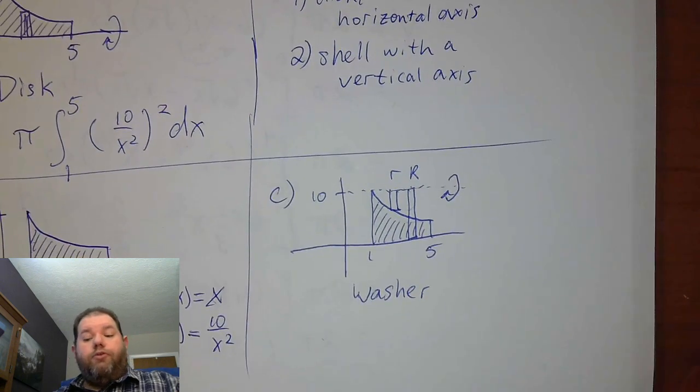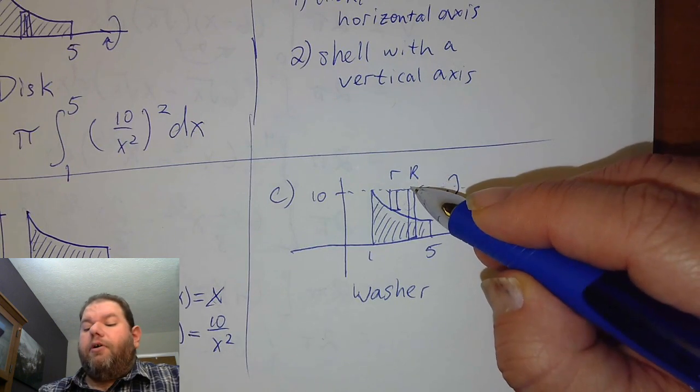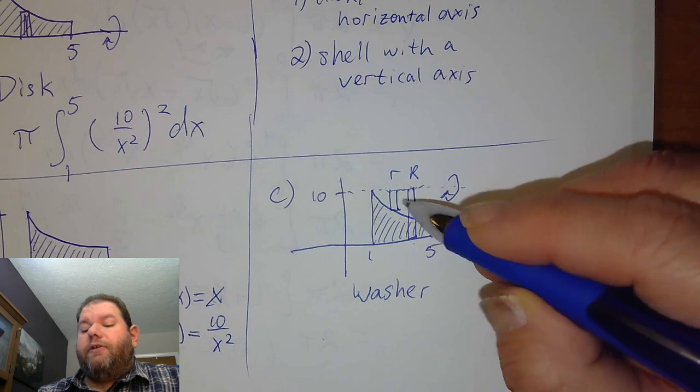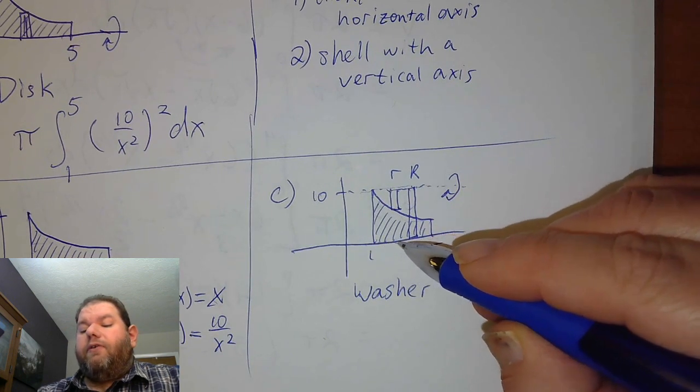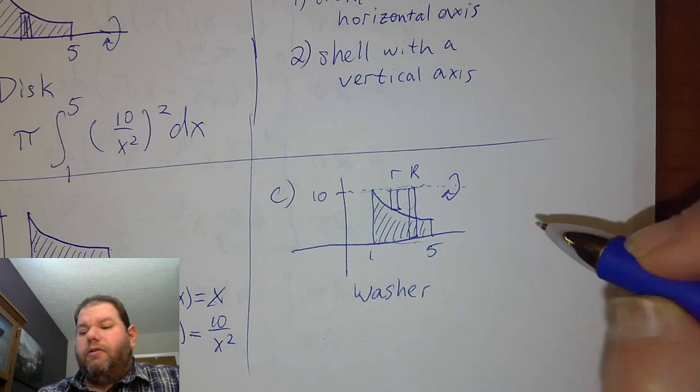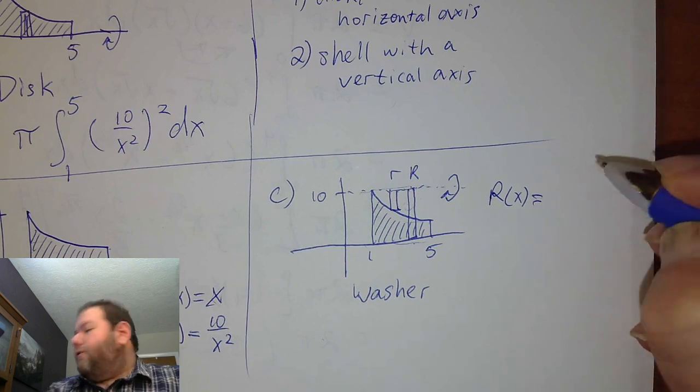Now, we know with the washer method we actually have to find two different radii. So capital R of x is our radius, or that's our distance from the axis y equals 10 to the far side of the shaded region. What would capital R of x be in this case?